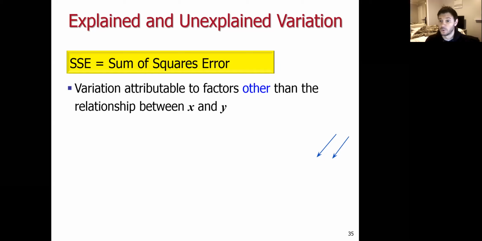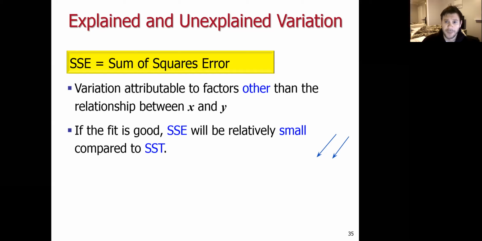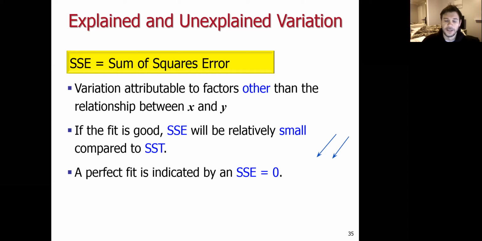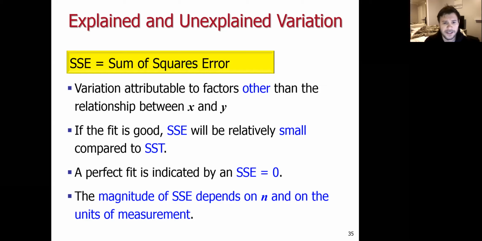Remember what the residuals were. They contained the unexplained information that we didn't include as independent variables in the regression. So if the regression is a good fit, meaning we've incorporated a lot of information that relates the x variables to the y variables, the sum of the squared errors is going to be relatively small compared to the total sum of squares. And if we had a perfectly fitting regression line that went through every single data point, then SSE would be equal to 0.